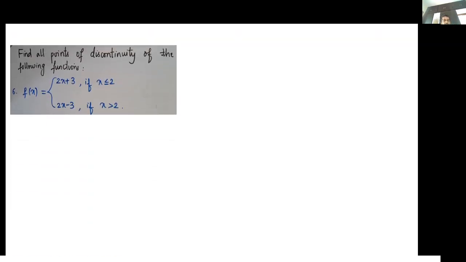Next example. Find all the points of discontinuity of the following functions. As in the previous cases, you can take an arbitrary point c and go with the cases. The given function f of x is equal to 2x plus 3 when x is less than or equal to 2, and 2x minus 3 when x is greater than 2. So here 3 cases arise. If you consider c to be any real number, c less than 2 is one case, c is equal to 2 is the second case, and c greater than 2 is the third case.